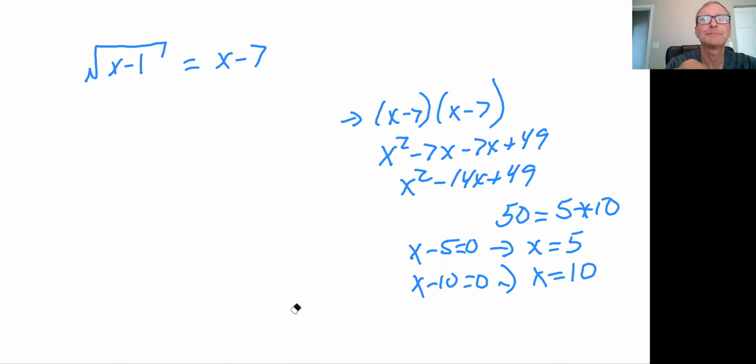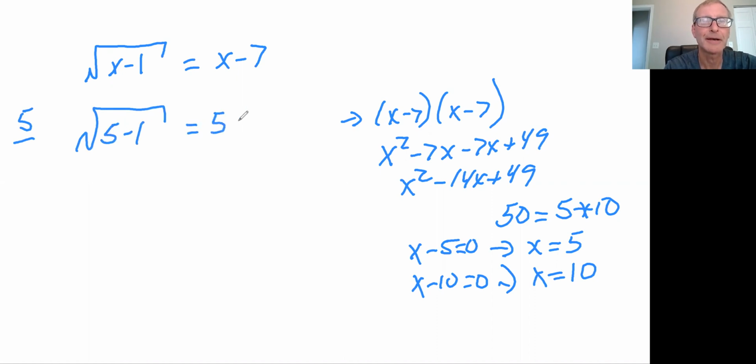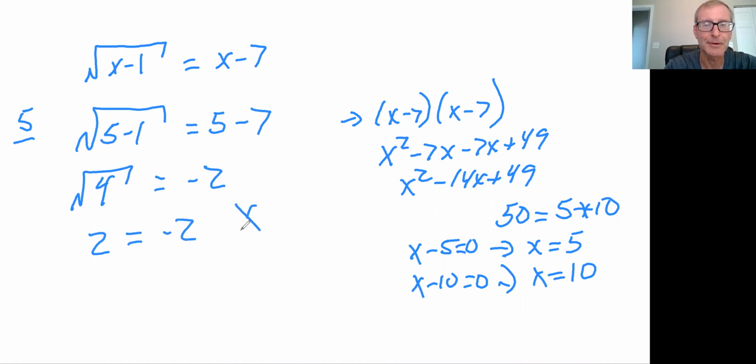Need a little space. So with regards to this, let's check the number 5 first. So that would be square root of 5 minus 1 equals 5 minus 7. So what do we have here? Well, we have square root of 4 equals minus 2. Square root of 4 is 2, so 2 equals minus 2. Does that work? No. So you see what I mean? Sometimes they'll work, sometimes they don't.